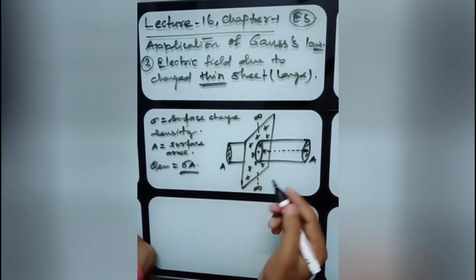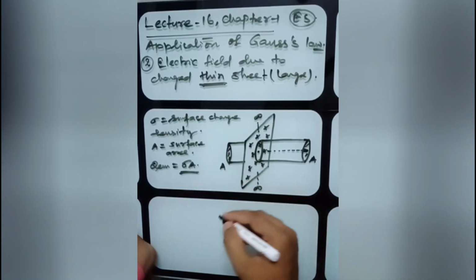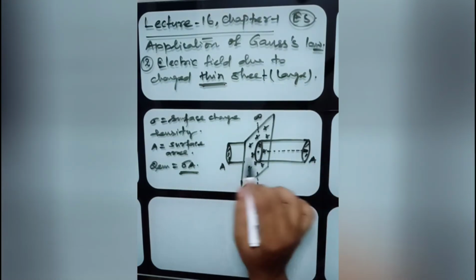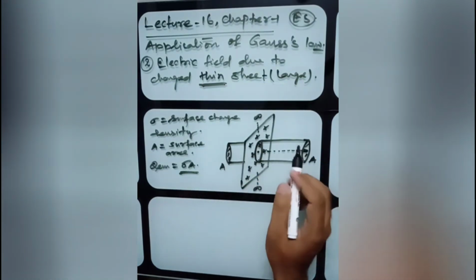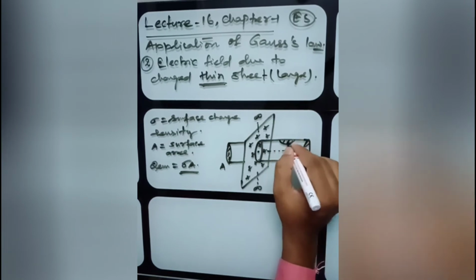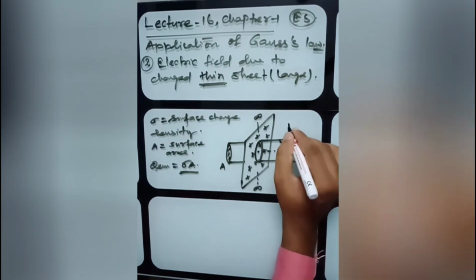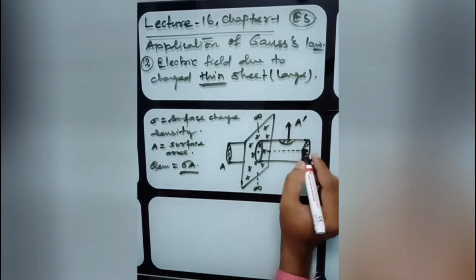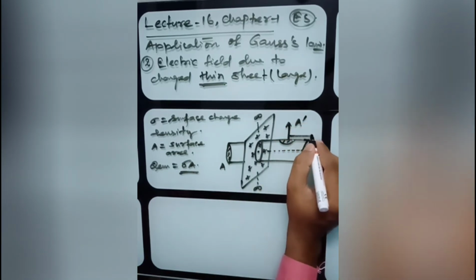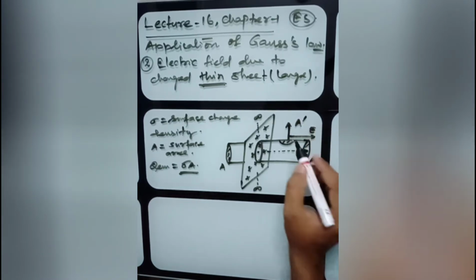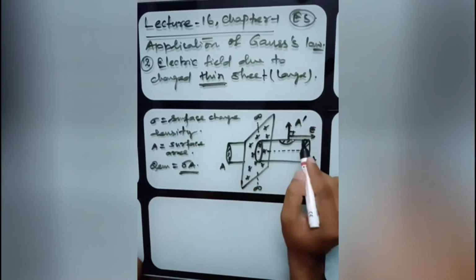Now find the direction of electric field at different surfaces. Here we have three surfaces: 1, 2, this is the plane surface, and 1, it is the curved one. For this curved one, suppose the area is A dash. What will be the direction of electric field? The direction of electric field will be in this direction, and this will be perpendicular. So the flux will be 0.